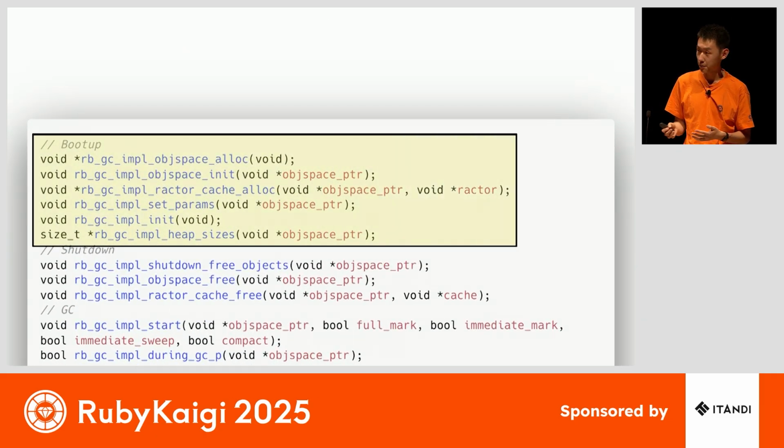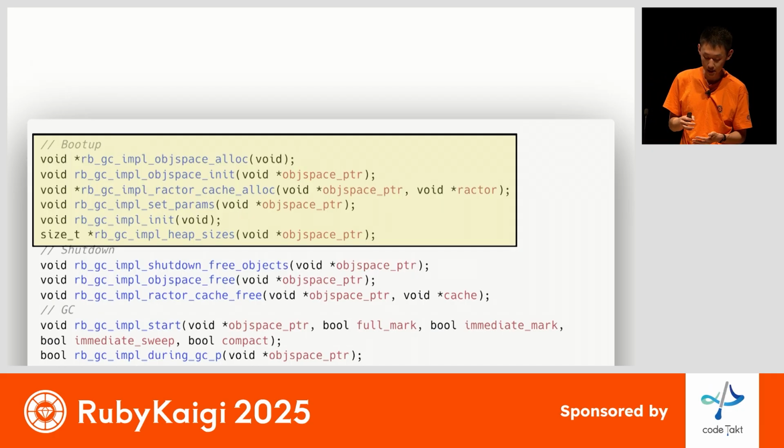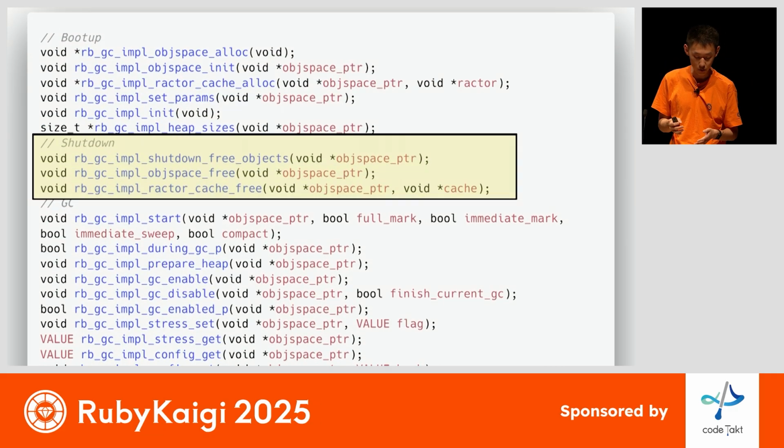So the first section are the boot up functions. These are run at boot to allocate data structures for the garbage collector and perform setup. There are many functions here because there are various boot up phases in Ruby. So we have object space allocation, which allocates the data structures for the garbage collector. And this is run before the VM has booted because we need a functional garbage collector for the VM to boot. We also have functions to allocate data structures for ractors, and another initializer function that is run after the Ruby VM has booted, which allows the GC to define methods and do other operations that require a functional VM to work. We also have shutdown functions, which perform cleanup and free data structures in the GC.